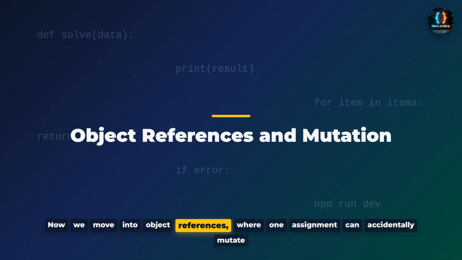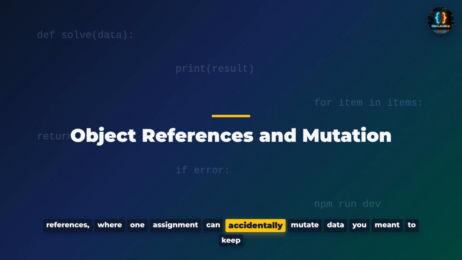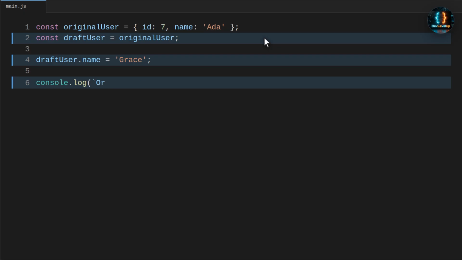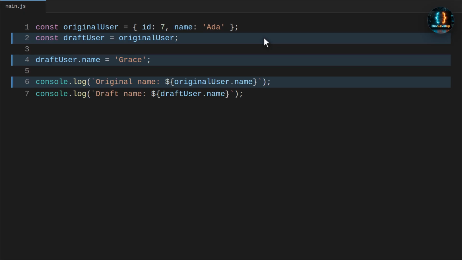Now we move into object references, where one assignment can accidentally mutate data you meant to keep unchanged. Imagine we are editing a draft profile before saving it. The code assigns originalUser to draftUser, then changes the draft name. Now we run it and the original name changes too, which is the bug.